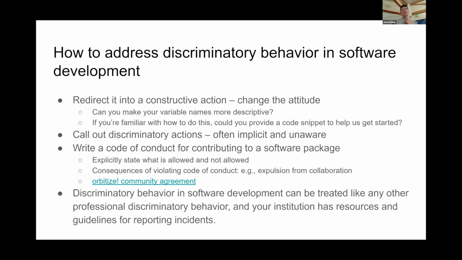If you notice discriminatory behavior in software development, there are things you can do. First, for some things, you can try to redirect it into a constructive action instead. You try to change the attitude of the person who maybe is doing something, especially for implicit bias or unconscious activities. Like, can you make your variable name more descriptive, if you find a name that you find uncomfortable? If you're familiar with how to do this, could you provide a code snippet to help us get started? If someone's like, oh, it's trivial to do this thing, you should know how to do this or something like that.